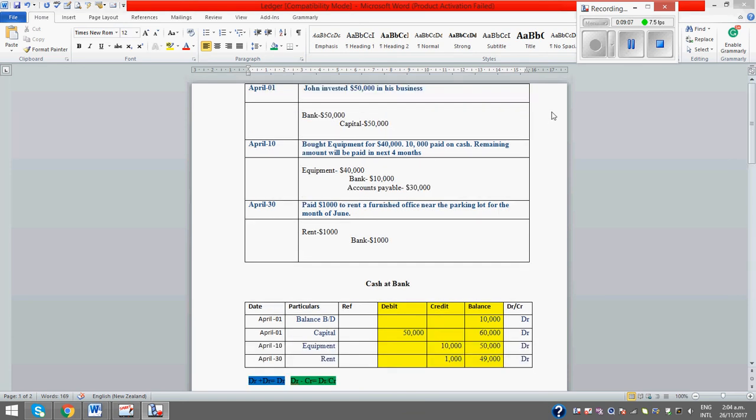So this is the way you can prepare the ledger for the other three accounts, which are equipment, accounts payable, and rent. Remember, in 3-column ledger, you will get the balance every time you update your accounts. Whether it's debit or credit, every time you update your accounts, you will get the balance. So this is the main advantage of preparing or having a 3-column ledger.